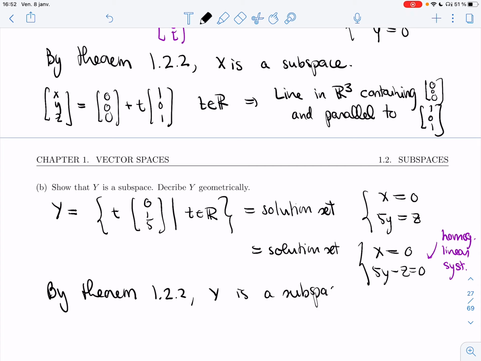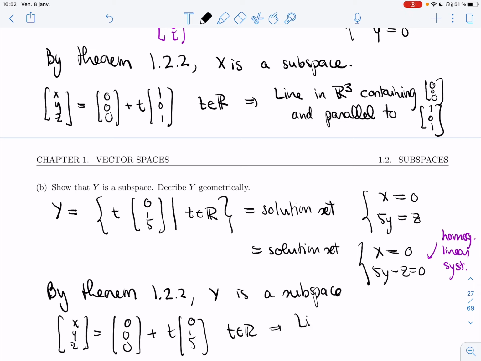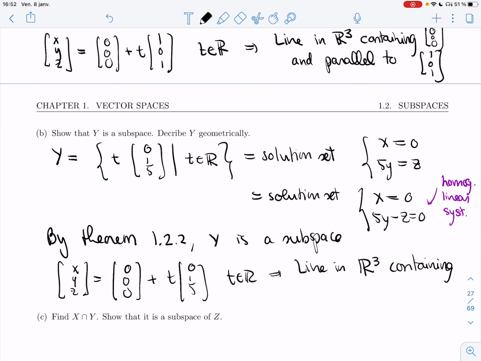I can write it in the same way I wrote x in this last part, with the 0 point at the start. And so I'm going to get a line in R3 containing (0, 0, 0), the origin, and parallel to (0, 1, 5). All right, that does it.